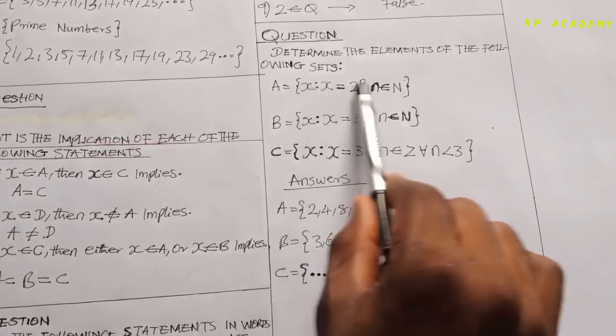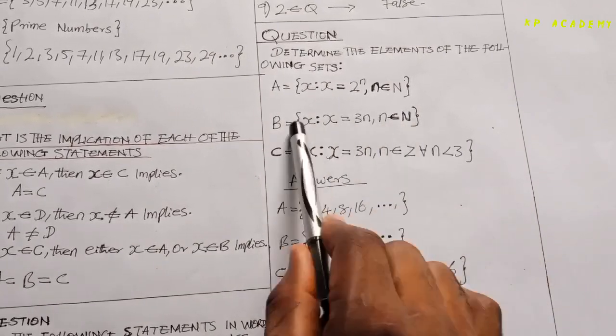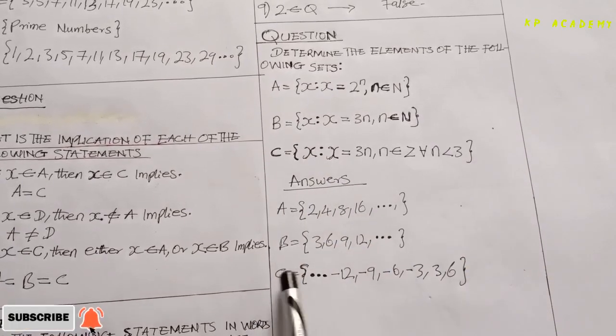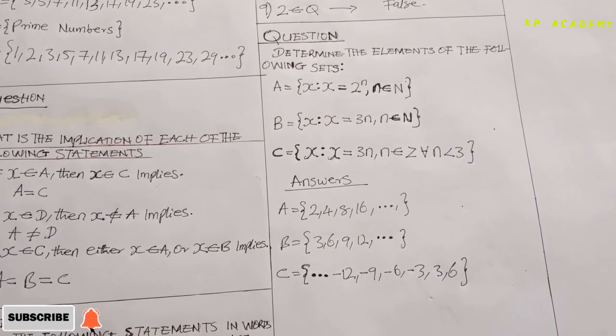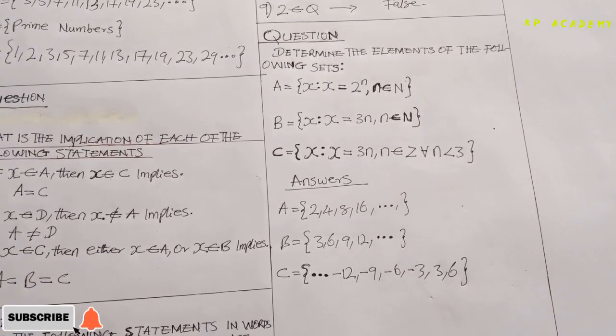Now this is the set builder notation, and this is the listing method. This is the set builder notation, and this is its listing method. It is very important we understand how to interpret from set builder notation down to listing notation.